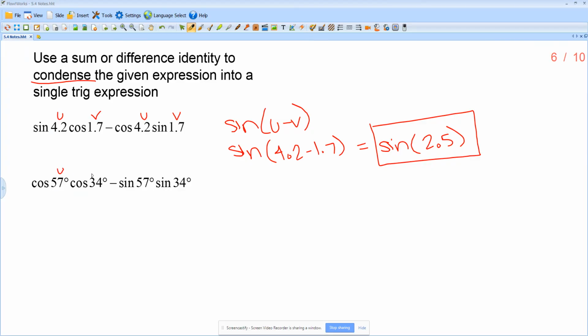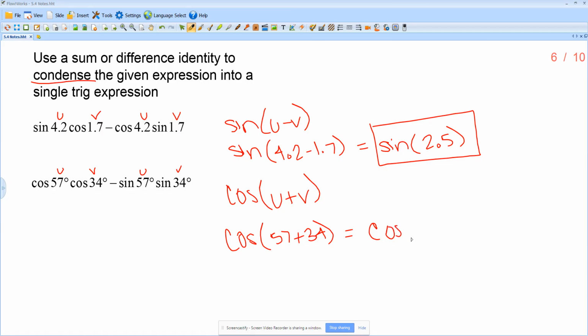Again, here's u and v. That's a terrible v. And v. I notice that the cosines are on the left, the sines are on the right. That tells me it's a cosine function. And cosine is counterintuitive. So where I see subtraction, that means I'm actually adding u plus v. So this is the cosine of, let me just fix that, 57, I fixed it and it still doesn't even look good, plus 34. That gives me the cosine of 91 degrees.